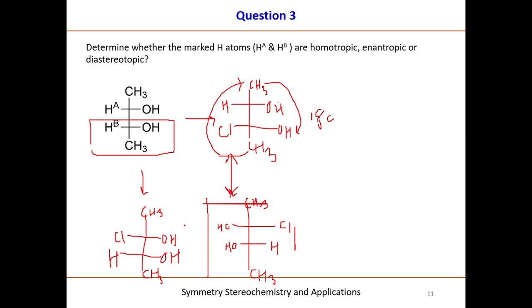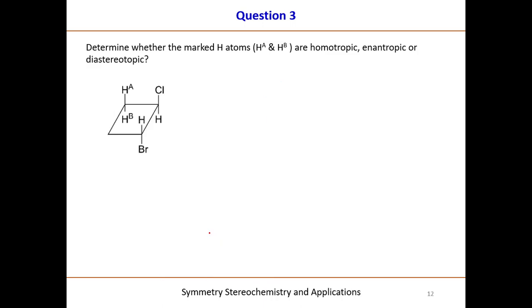But these two are not the same; they are non-superimposable mirror images of each other. That means these molecules are enantiomers of each other. Both isomers are enantiomers, and the HA and HB present in this molecule are enantiotopic. Let's talk about the next one.